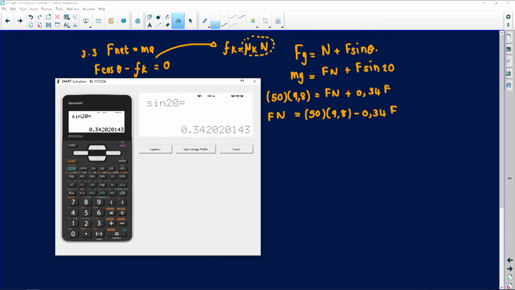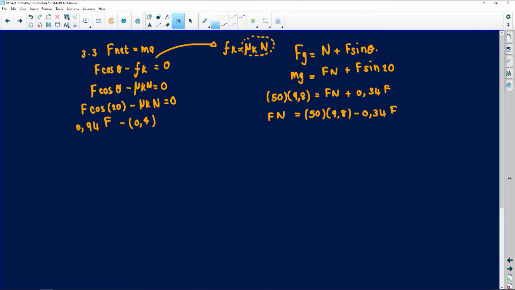So I'm going to say 50 multiplied by 9.8. It's going to give me 490. I'm going to write everything. So F of n is equal to 490 minus 0.34 and then F. Remember, I still don't have F. So now what I can do is where I see the normal force, I can substitute it with this entire equation here. So I'm going to say 0.4, and that is of F minus 0.4.